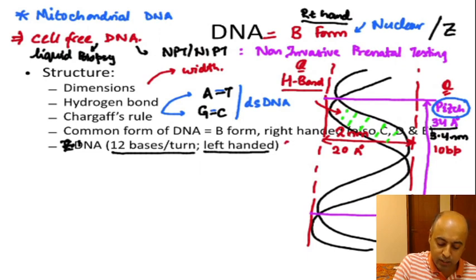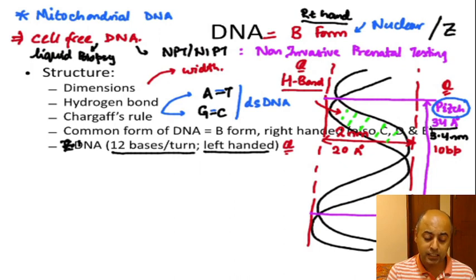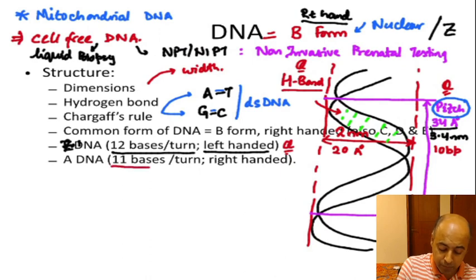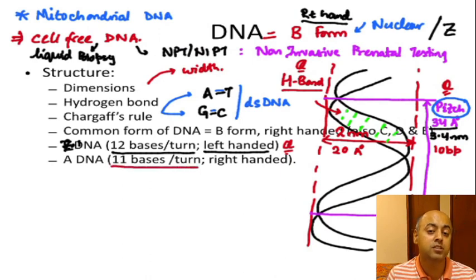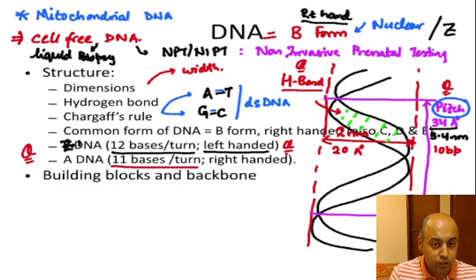There's another question which is commonly asked, which of the following statements is true or false. So if you remember, the Z DNA is left-handed. The A DNA, on the other hand, is again right-handed, is similar to the B form, and it has 11 bases per turn. So you can see the different number of bases per turn is an important distinction between the different conformations of the DNA. I already told you the nucleotides make up the DNA, and the building blocks of this DNA are the nucleotides.